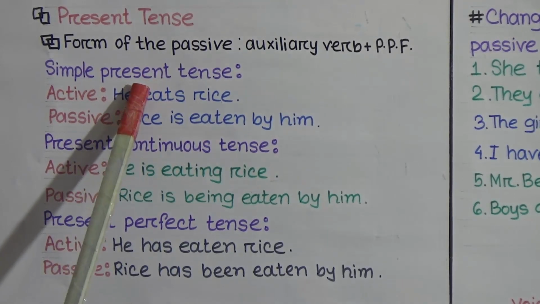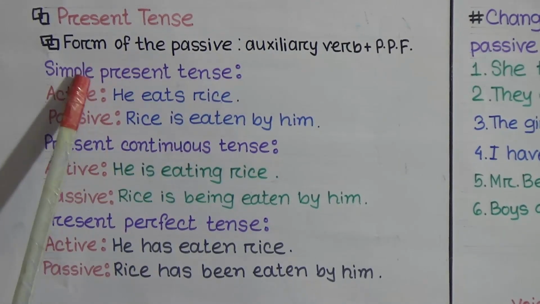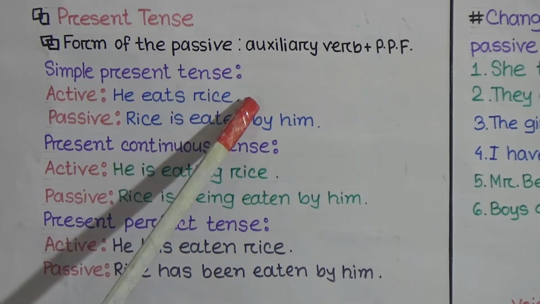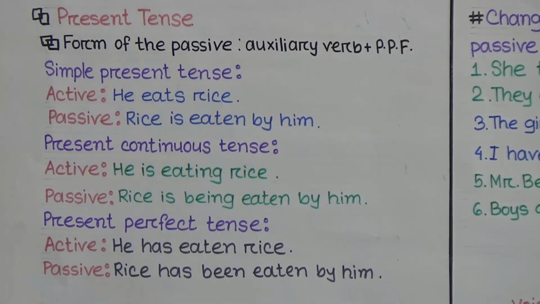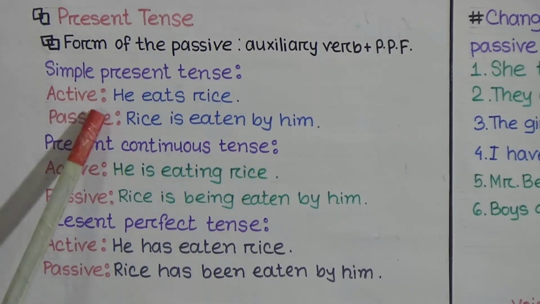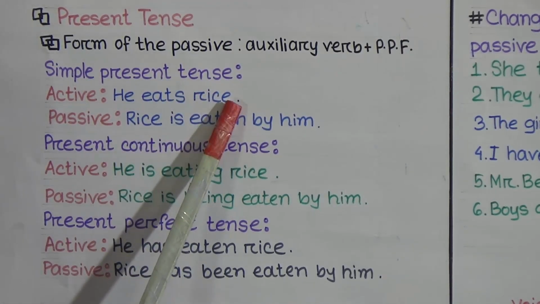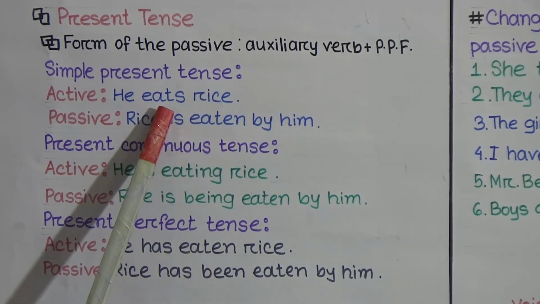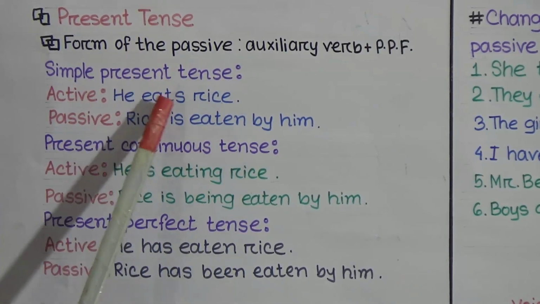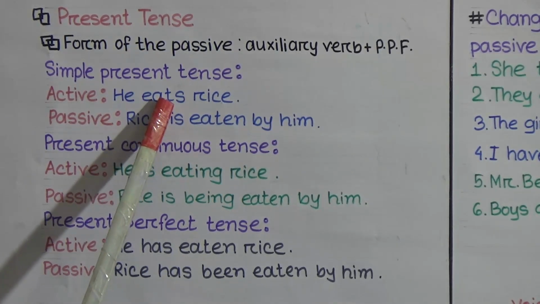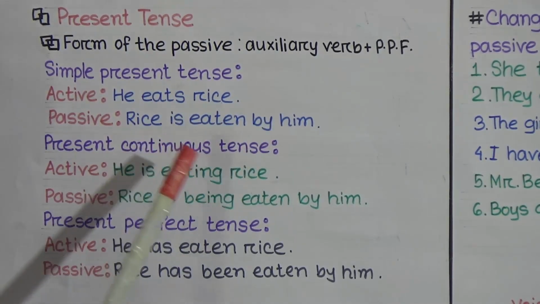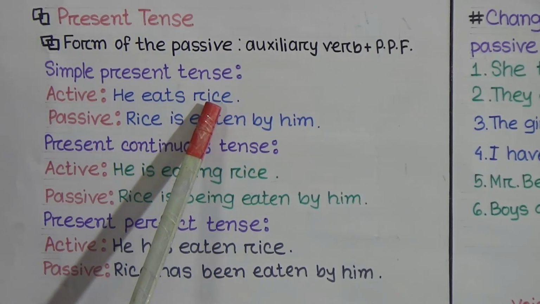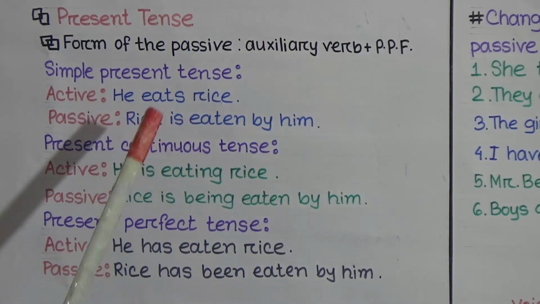So first, simple present tense. We are talking about simple present tense, and we know that for simple present tense we can use am, is, are. So look, our given sentence for active voice is "He eats rice." Students, look, "He eats rice." This sentence belongs to simple present tense. As it is simple present tense, while changing to passive voice, we have to choose the verb according to the subject. We know the rule of voice.